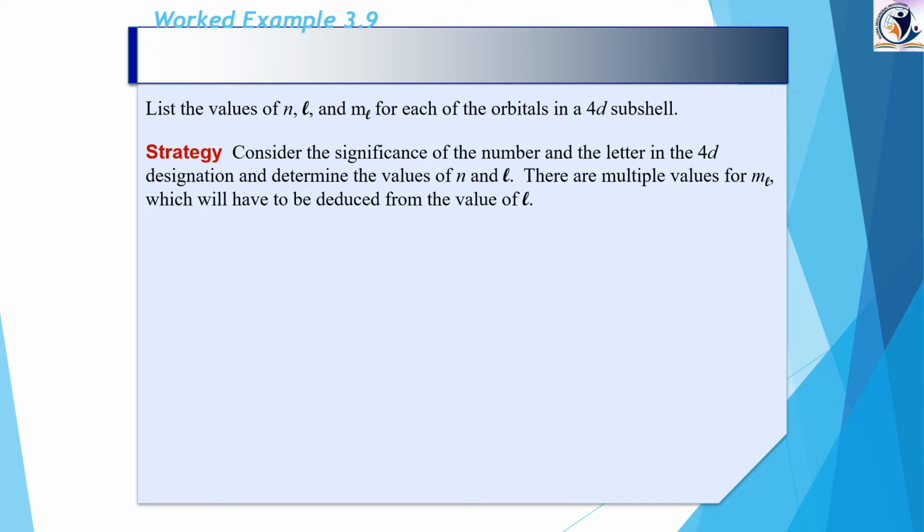First of all, consider the significance of the number and the letter in the designation and determine the value of n and L. There are multiple values of ML which have to be deduced from the value of L. What does it mean, children? First of all, we have to consider the question given, that is the 4d. From this 4d, first of all, we have to find out what n is and then L.